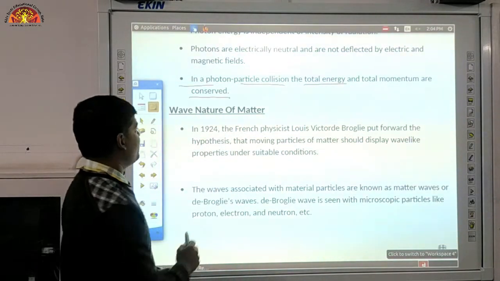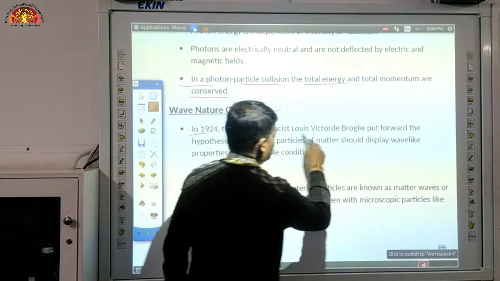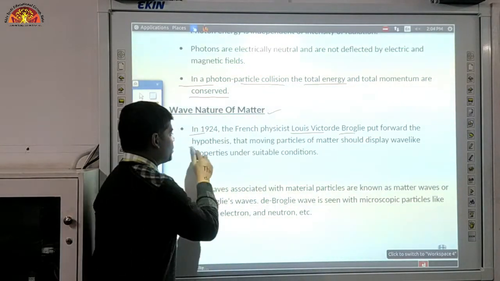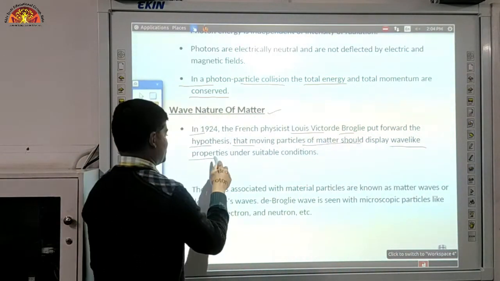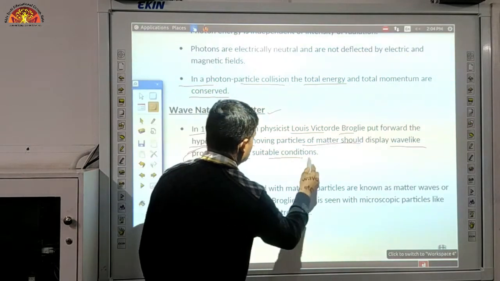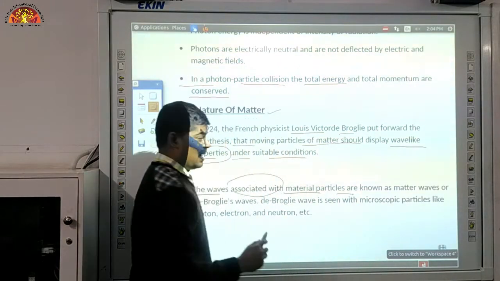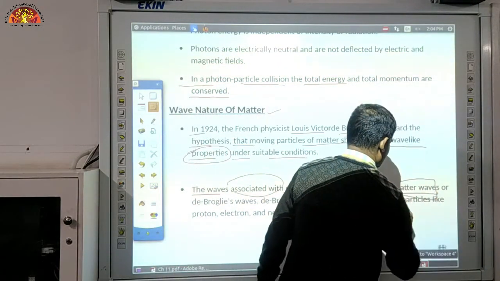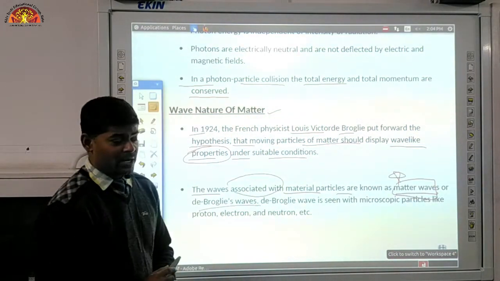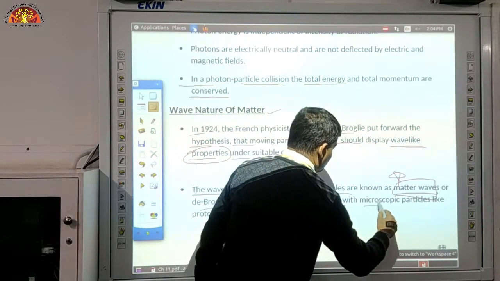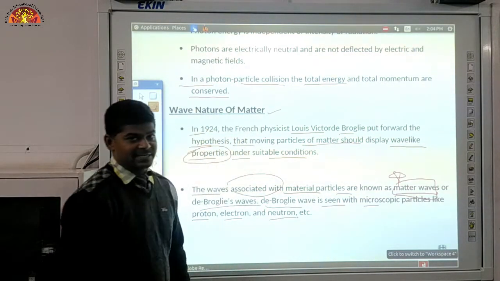Now come to the students, wave nature of matter. In 1924, the French physicist Louis Victor de Broglie put forward the hypothesis that moving particles of matter should display wave-like properties under suitable conditions. The waves associated with the material particles are known as the matter waves, or you can say the de Broglie waves. इस matter wave को हम de Broglie waves भी बोलते हैं. Now the de Broglie wave is seen with microscopic particles like proton, electron, neutron, etc.